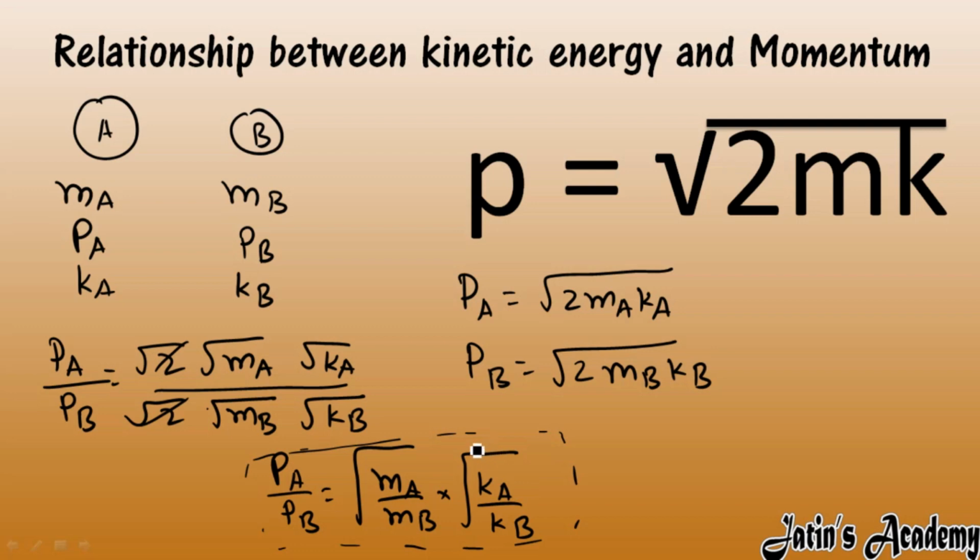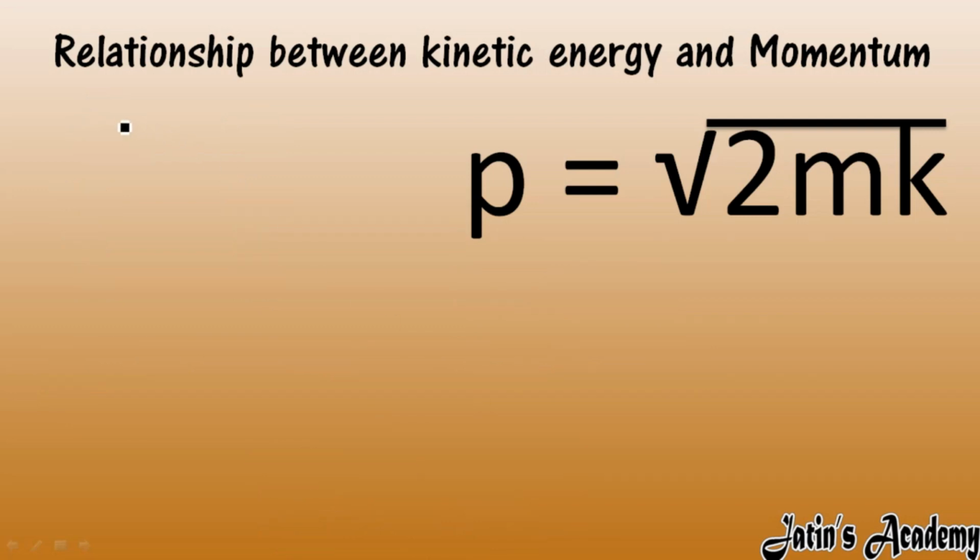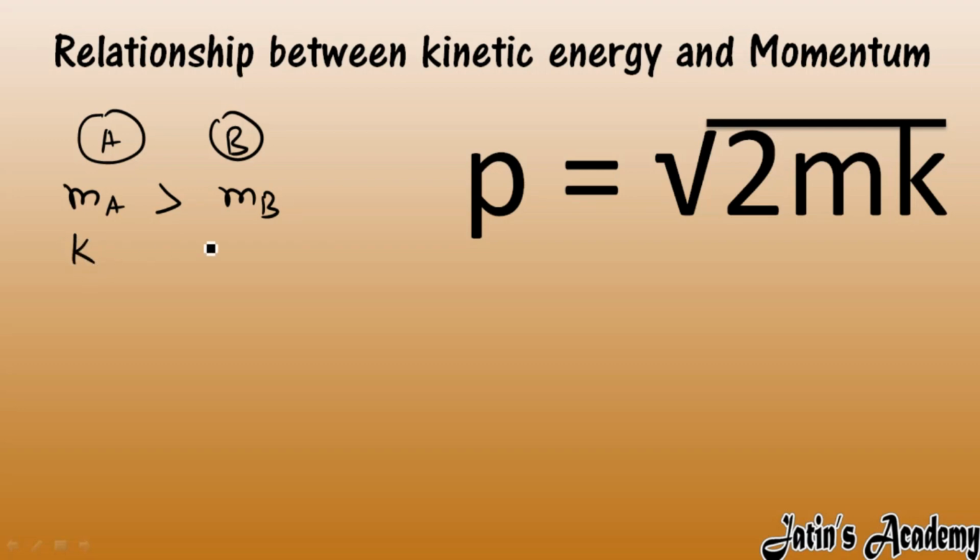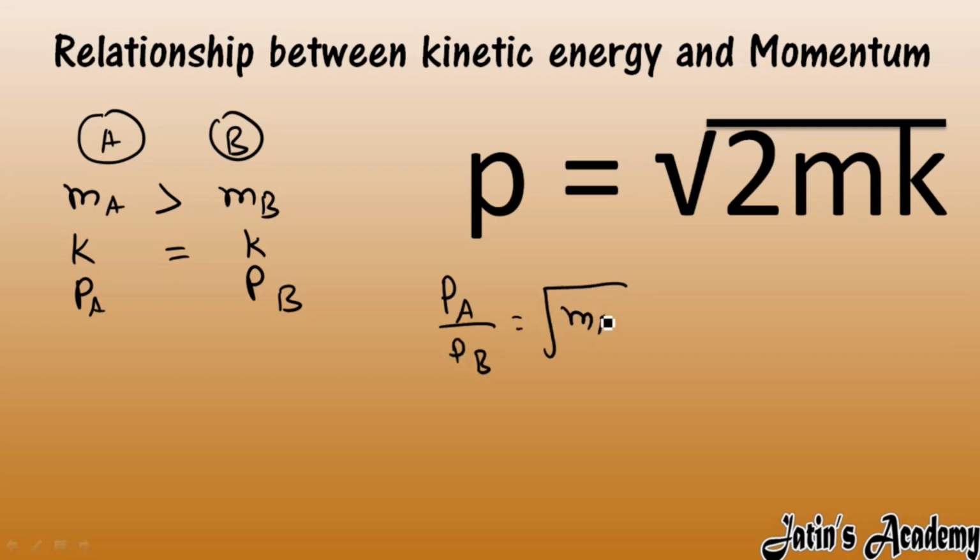So here we will discuss some relations based on this. For example, we have A body and B body, having masses ma and mb, in which ma is greater than mb. Kinetic energy, for example, is the same, and we have to calculate the momentum relation. We have to see which body has more momentum and which has less. The formula is pa over pb is equal to under root ma over mb into ka over kb. Clear? Now ka and kb are both the same, so it cancels out. So pa over pb is equal to under root ma over mb.